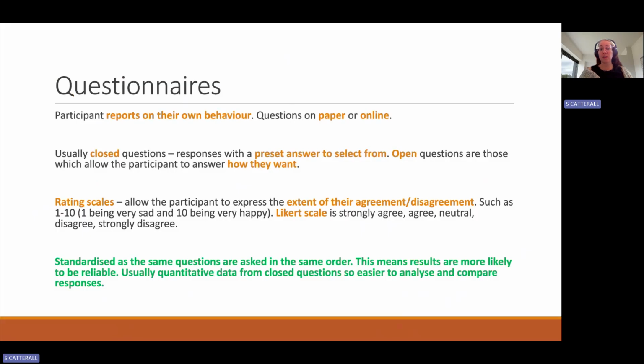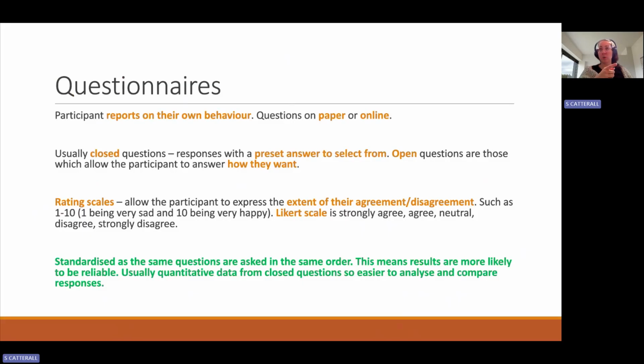And a positive of using questionnaires is that they're standardised. You've got the same questions, easy to replicate, which means it's more likely to be reliable. It also gets quantitative data from the closed questions, which is easy to analyse and compare because it's objective.